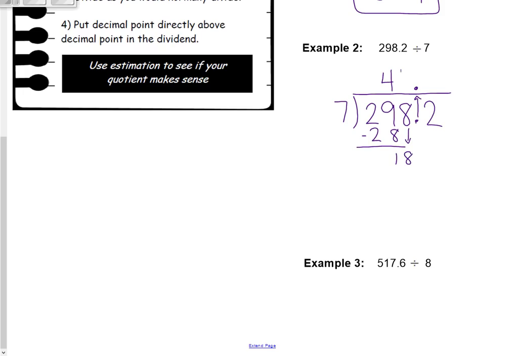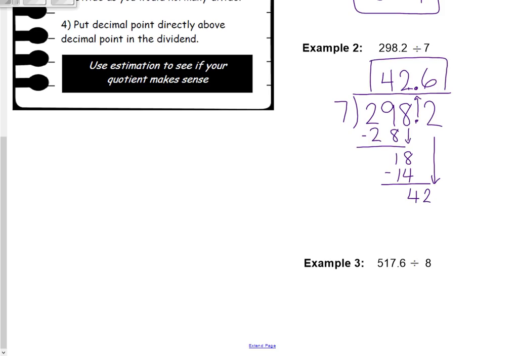7 goes into 18, 2 times. I was thinking 14, hence the 4. 2 times, which would be 14. Subtract, and that would be 4. Bring down the 2. And the decimal point just stays where it is. 7 goes into 42 6 times. So our answer would be 42 and 6/10.